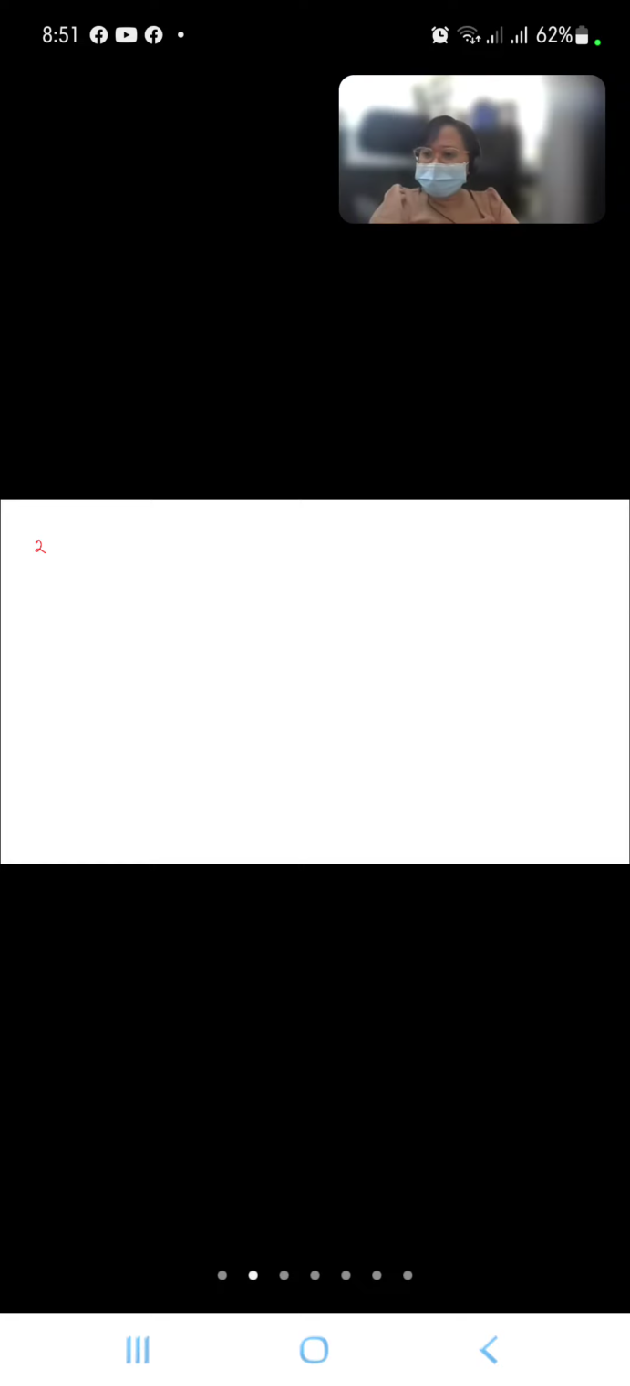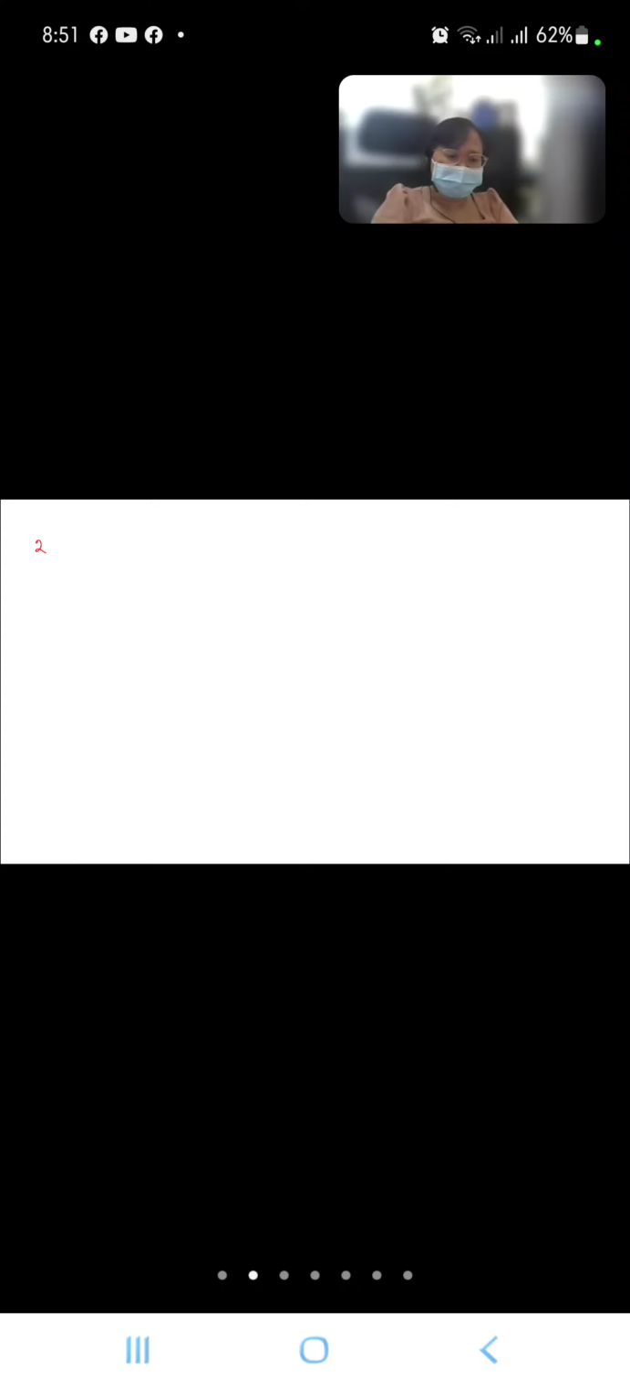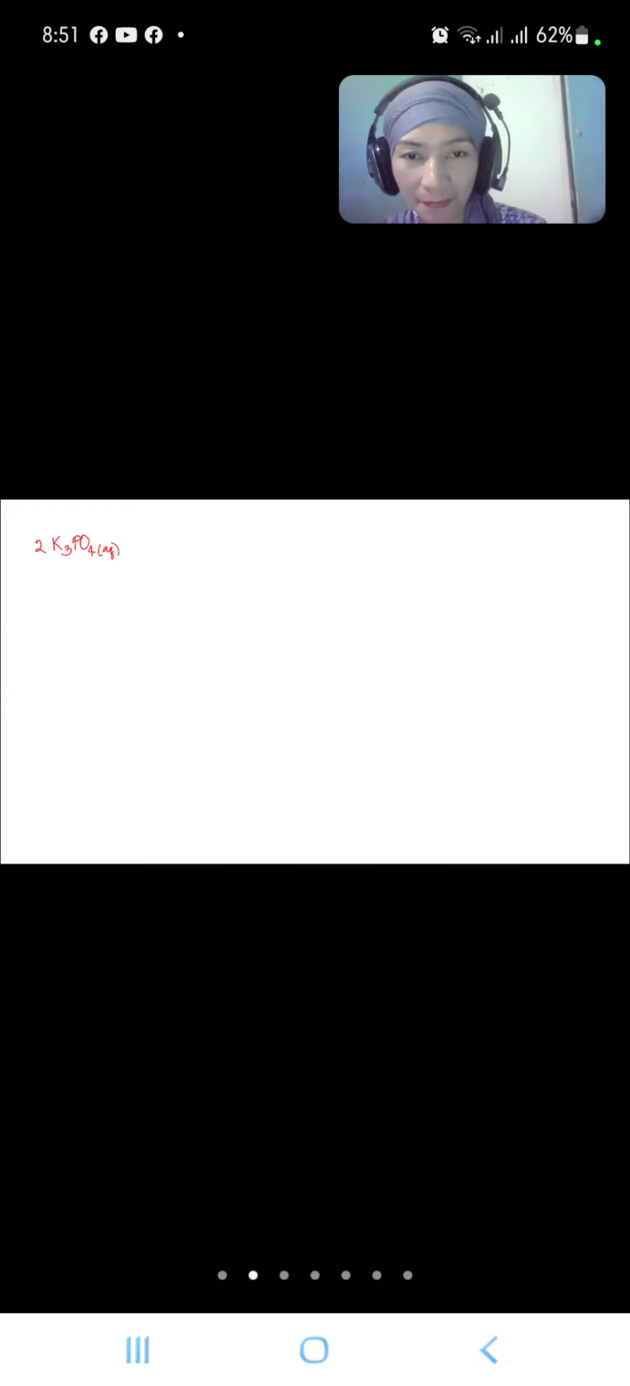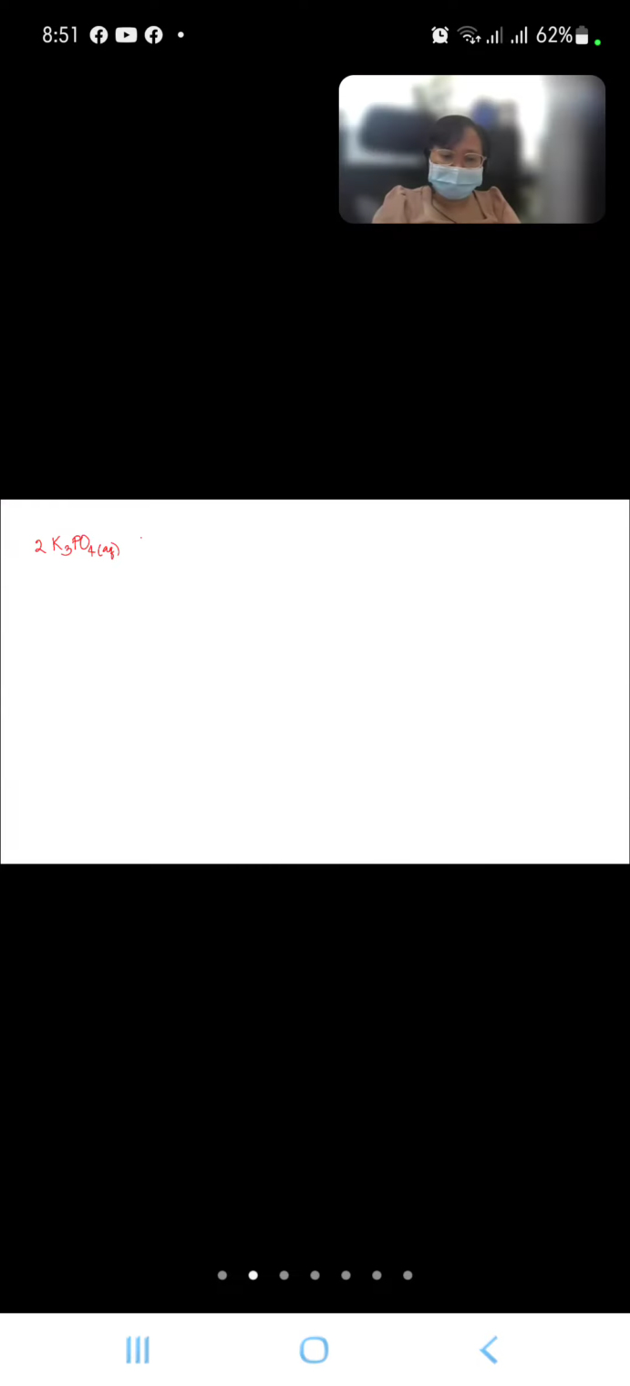You can say it without "solution": aqueous potassium phosphate. So that's K3PO4 (aq). Can you see what I wrote? Yes, ma'am. Okay. Plus, what's the other reactant?